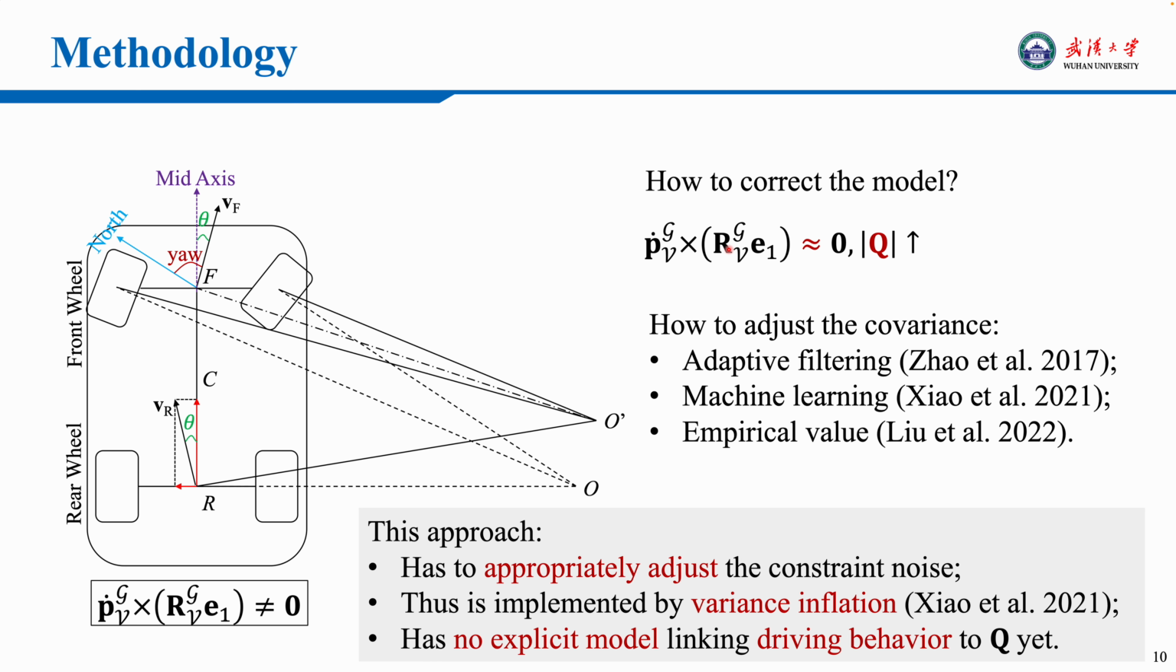A simpler alternative is to assume that the original constraint is still approximately valid, but we reduce our confidence in it. In filtering, this confidence is described using covariance. If the covariance inflates, the filter naturally reduces its reliance on the constraint. Some methods use adaptive filtering or machine learning to adjust the Q matrix. But in a sense, both are based on residual feedback. They're often hard to interpret and don't explicitly consider the vehicle's motion behavior.